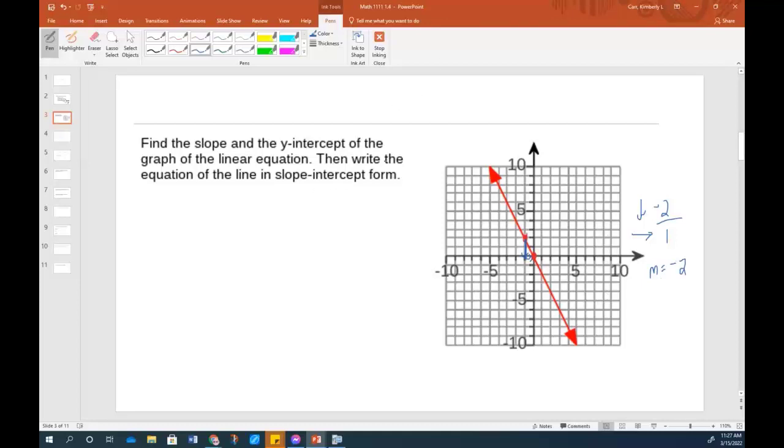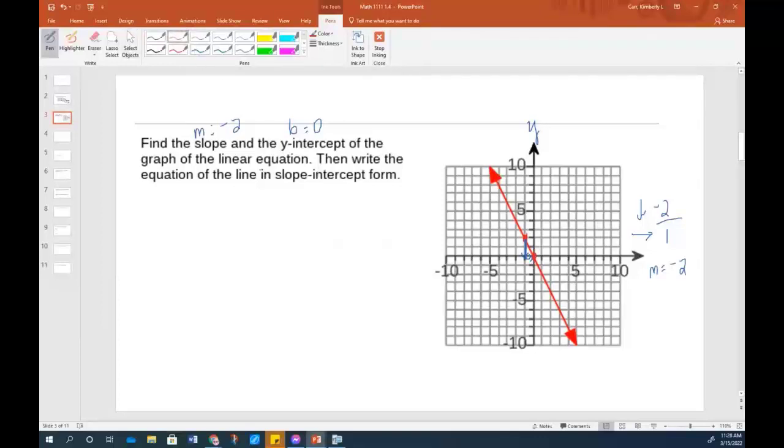Then the y-intercept is where it crosses the y-axis. So if you look at your y-axis and you just visually go down, it crossed it right here at 0. So the y-intercept was 0 as far as that b value goes. So the little b for the y-intercept is 0. The slope was negative 2.